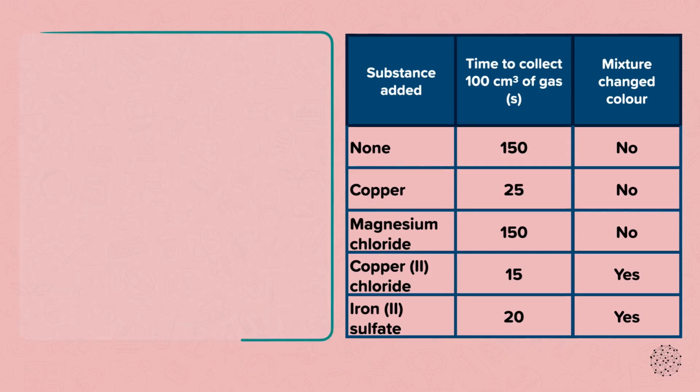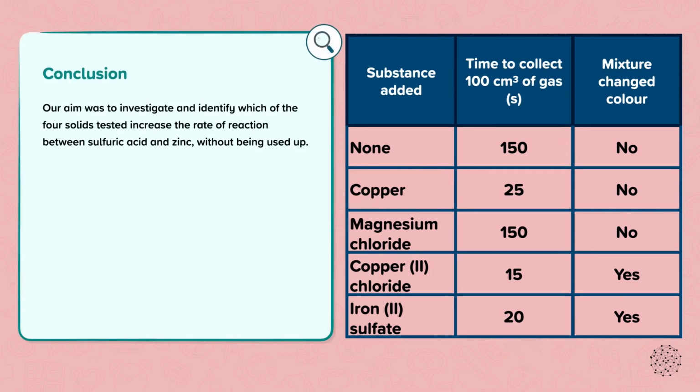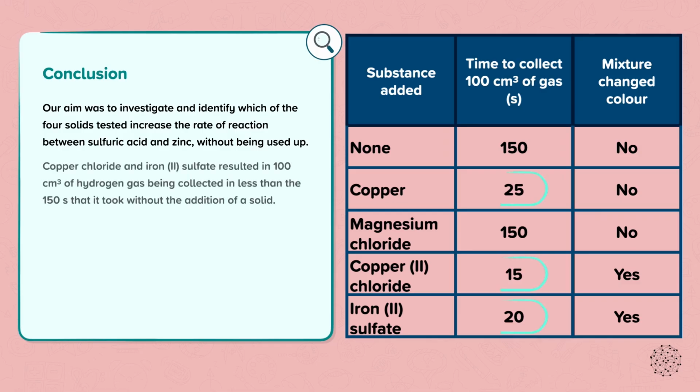In conclusion, our aim was to investigate and identify which of the 4 solids tested increased the rate of reaction between sulfuric acid and zinc without itself being used up. Copper chloride and iron(II) sulfate resulted in 100 cm³ of hydrogen gas being collected in less than the 150 seconds that it took without the addition of a solid.